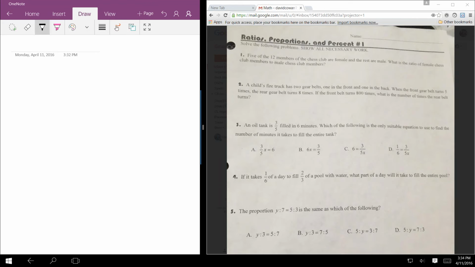So we're looking for the female to male ratio. 5 to 12? We need, how many females are there? Oh, there are 12. Okay, how many males are there? Oh, okay. So there are 5 males, so 5 to 7. Okay. 12 minus 5 is 7.